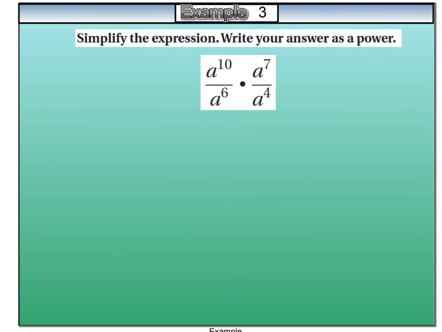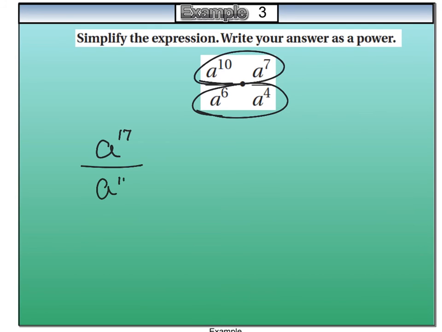Here, there's 2 different ways of doing it. So let's do it this way first. I'm going to multiply across the top, multiply across the bottom. So I have a to the 10th times a to the 7th gives me a to the 17th. So a to the 6th times a to the 4th gives me a to the 10th. Now I'm going to subtract and I get a to the 7th.